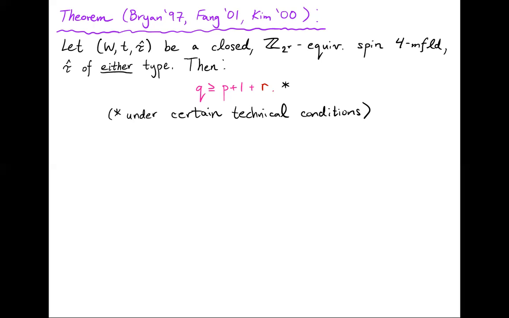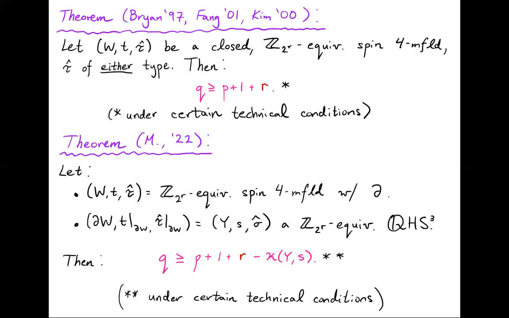All right, so the takeaway is that if we have a 2^R-fold action, we get an extra R in the inequality, which is kind of nice. And so we have the following theorem. Basically this generalizes to the case of boundary the way you'd expect. Let (W, τ̂) be as above, and the boundary is a Z mod 2^R equivariant rational homology 3-sphere. Then you get Q is greater than or equal to P plus 1 plus R minus Manolescu's kappa invariant, under certain technical conditions.